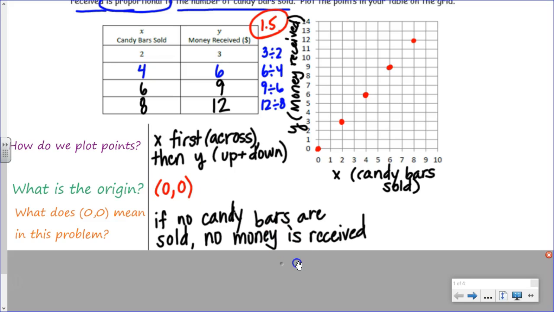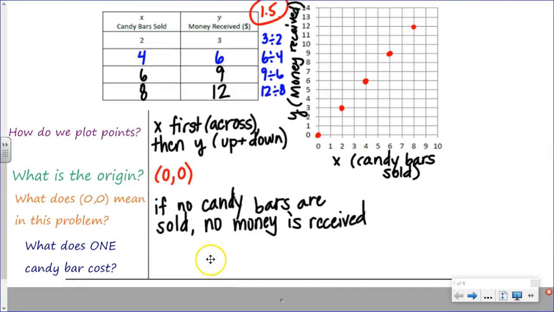Okay, so maybe you've done this before where you've been in a club or a sport or something and you've had to sell items. Maybe you even sold candy bars and you had to collect a certain amount of money. So if no candy bars are sold, then no money is received. And that's actually represented right here. You could put your finger on this dot and say, okay, if I sell 6 candy bars, then $9 would be received. That's the proportion here.